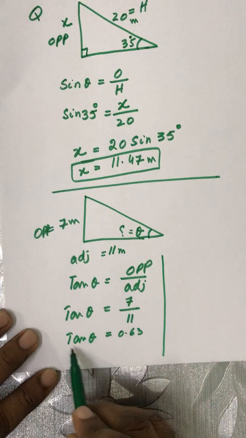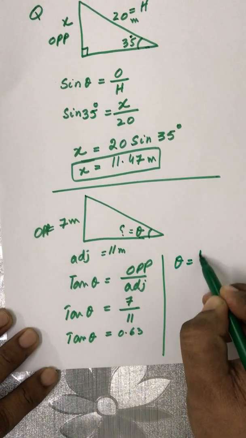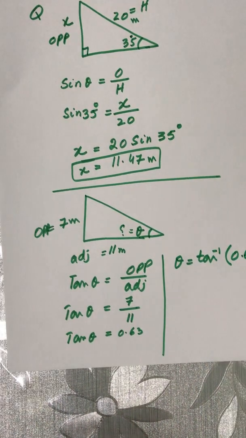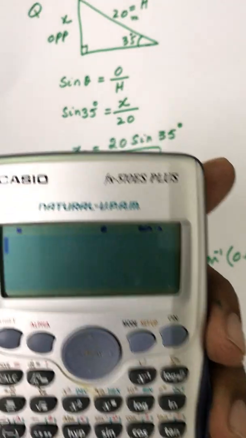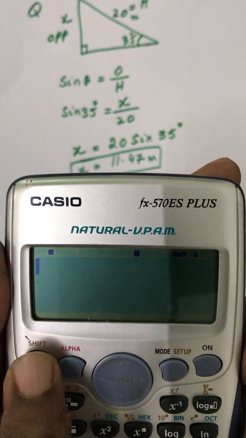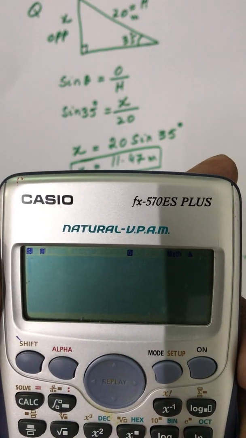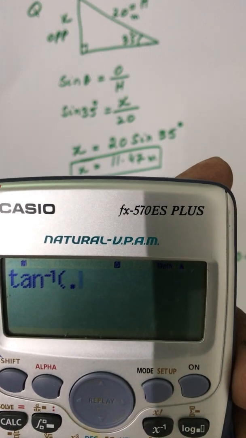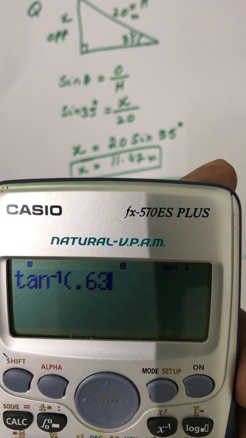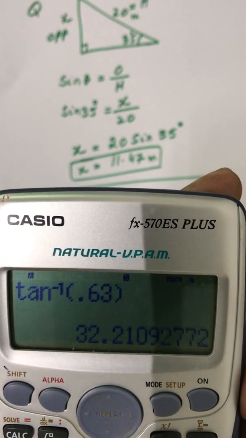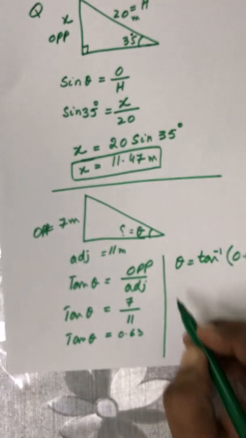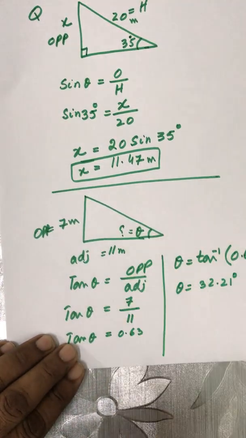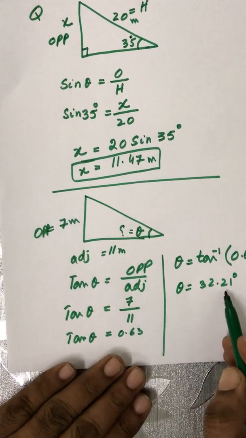Our answer is not complete because we are looking for theta, and we know that this is tangent theta. When tan goes to the other side, it becomes tan inverse 0.63. How do you do it in your calculator? Here is the calculator. Press the button shift, then tan. Now it's tan inverse 0.63. Close the bracket and see the answer: 32.21 degrees. So theta is equal to 32.21 degrees. So this angle is 32.21 degrees.